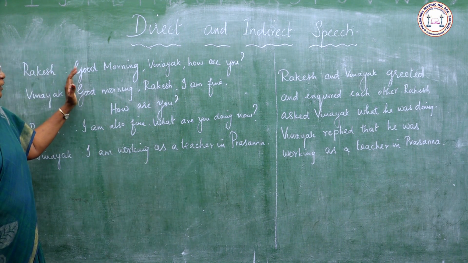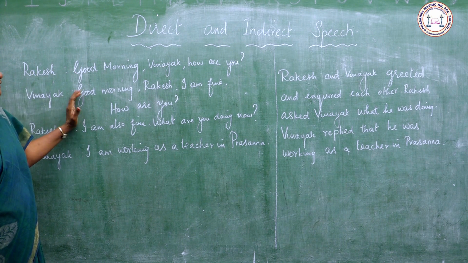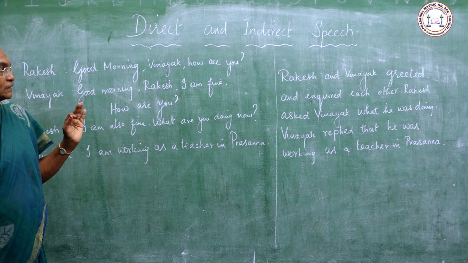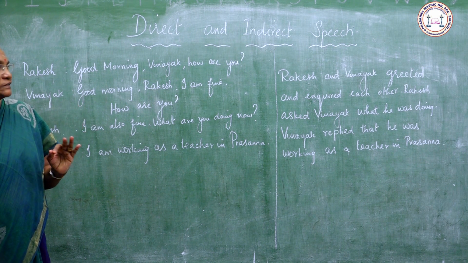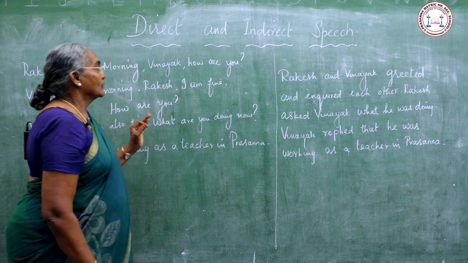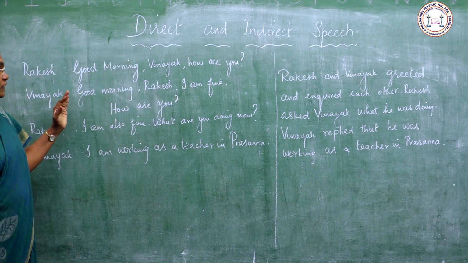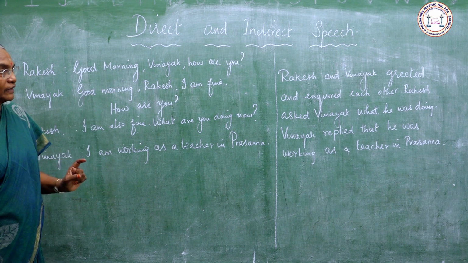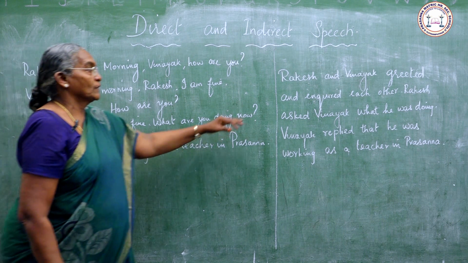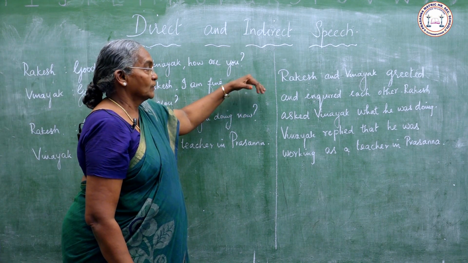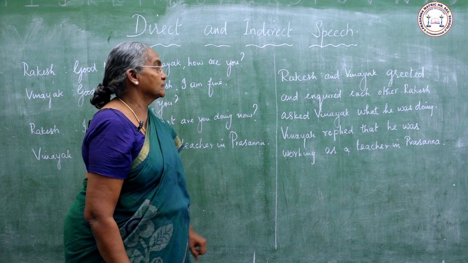So this is the conversation between two persons. Here we use direct speech. The sentences are directly pointed to the persons. This is direct speech. When we want to report the speech of the direct speech, in the indirect we use reported speech. Let us see how their conversation is reported in indirect speech.